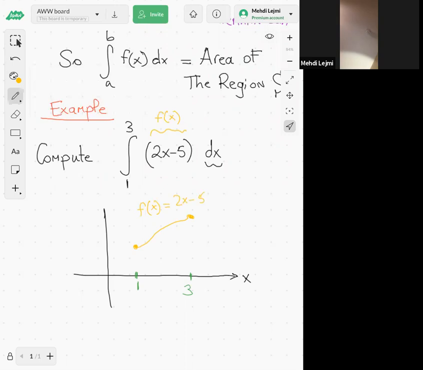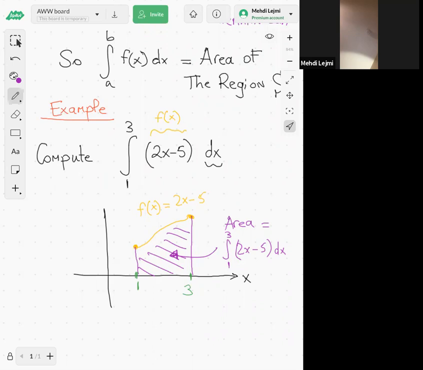And then this integral would represent the area of this region bounded by this function f and your x-axis, okay? So the area of this region would be exactly my integral, from 1 to 3 of 2x minus 5 dx, all right? Does it make sense to you guys? So that's the interpretation of the integral. It's just the area of the region bounded by the graph of your function f and the x-axis.